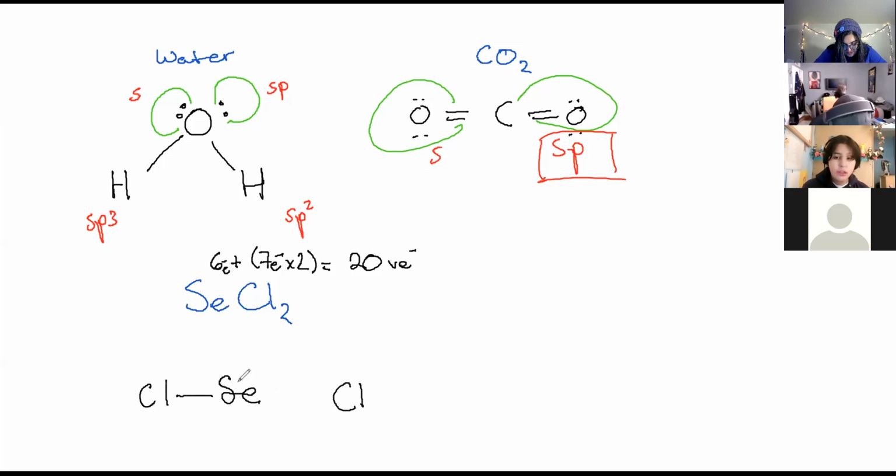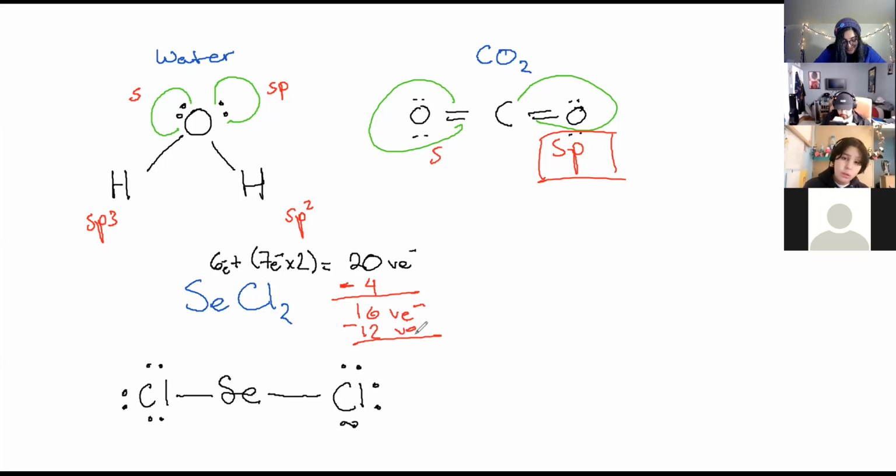We make the skeleton. Okay, so out of 20, we've used how many electrons? 4. So we have 16 remaining. How are we going to use up the rest of those 16? Chlorine. What are we going to do with chlorine? 6 electrons each. Okay, we're going to put 6 electrons, that means 3 lone pairs on each chlorine. So 1, 2, 3, 4, 5, 6. That's 12 total. So 16 minus 12. How many valence electrons do we have left?